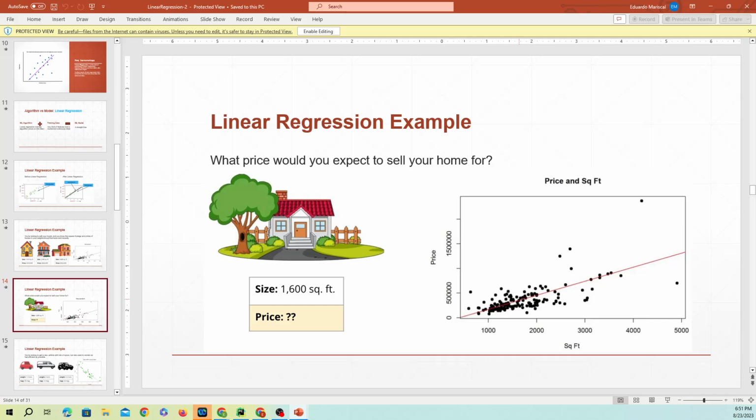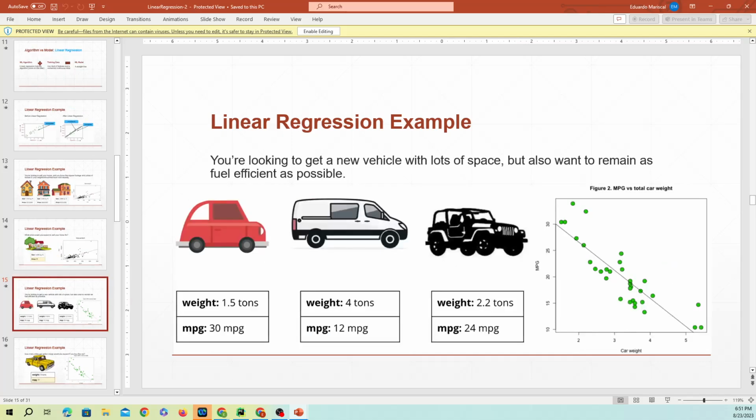Here's another example of a linear regression. We can have a lot of data, but we have two columns. One is the feature and the other one is your target. What do we want to predict here? Sorry, one of them is the weight, and the other one is the miles per gallon. You want to predict the miles per gallon of your car, given a lot of data.